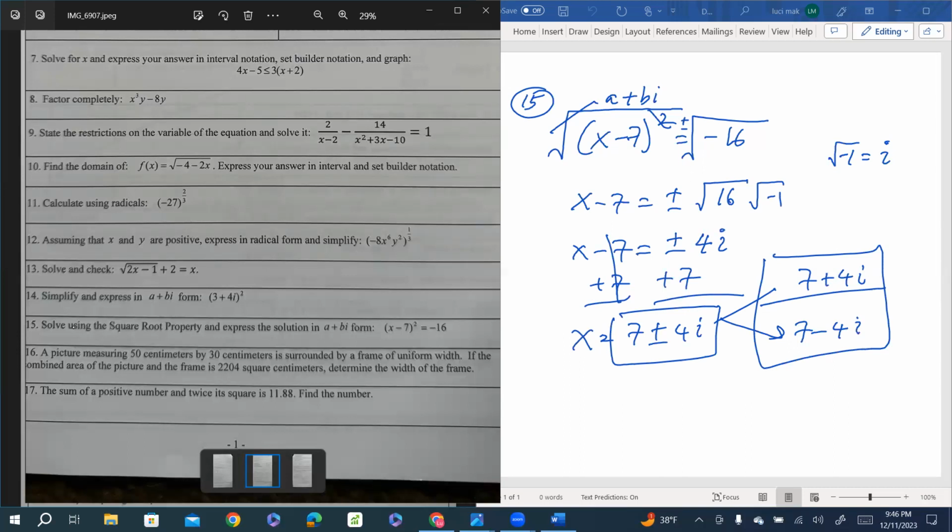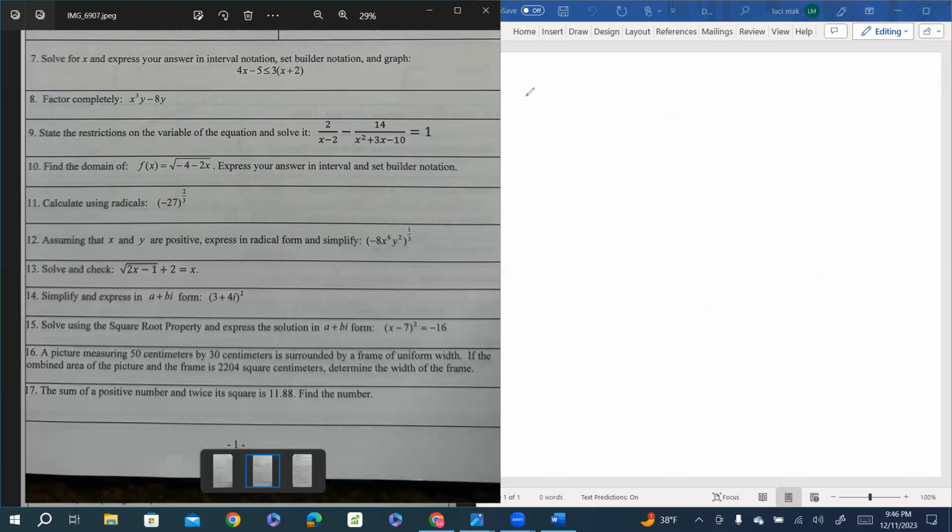All right, so number 16. A picture measures 50 by 30. So the length is 50 and the width is 30, all right? Surrounded by a frame of uniform width. Okay, so something like this. It's the same width, so this is x. This side also has an x. This side is another x. So all around it's an x. This is an x also, right?